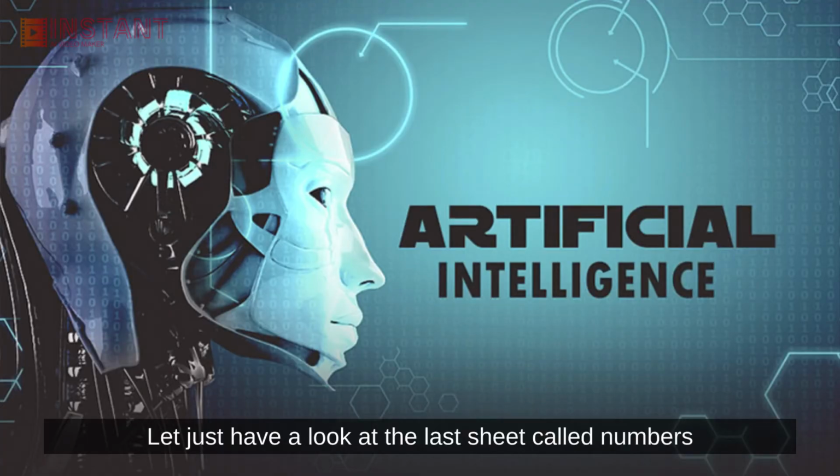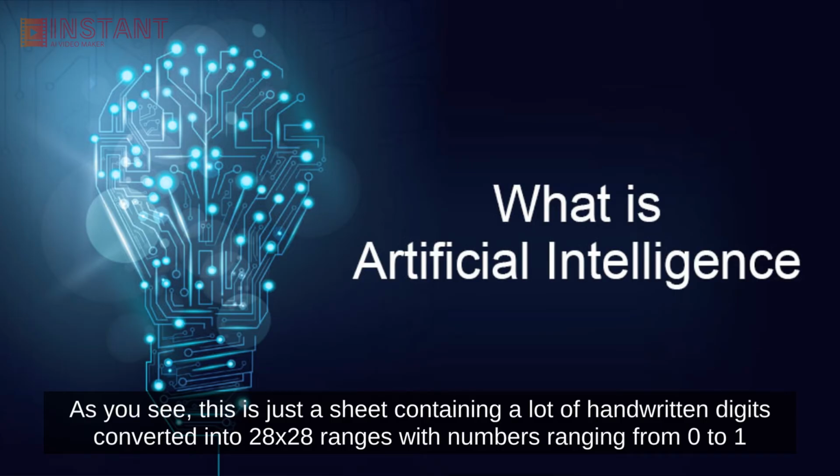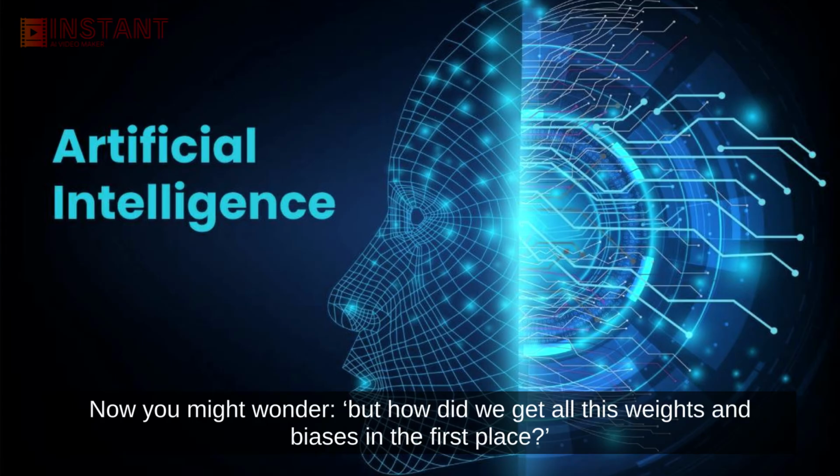Let's just have a look at the last sheet called numbers, just to show that the correct values of the numbers are not already given to the network. As you see, this is just a sheet containing a lot of handwritten digits converted into 28x28 ranges with numbers ranging from 0 to 1.